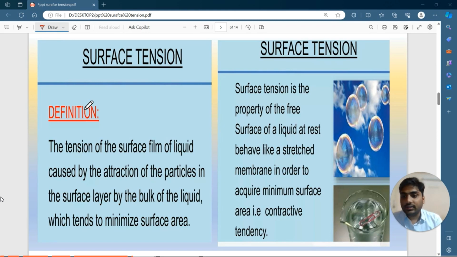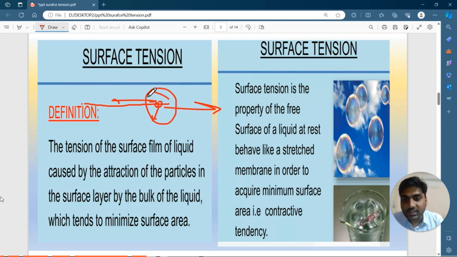Now we can discuss the definition of surface tension. The tension of the surface of a liquid caused by attraction of particles in the surface layer by the bulk of the liquid, which tends to minimize surface area. We saw that, no? Suppose this is the surface, here is a molecule. Every molecule inside is pulling from this side, that side, from everywhere, so it is acting like a stretched membrane.